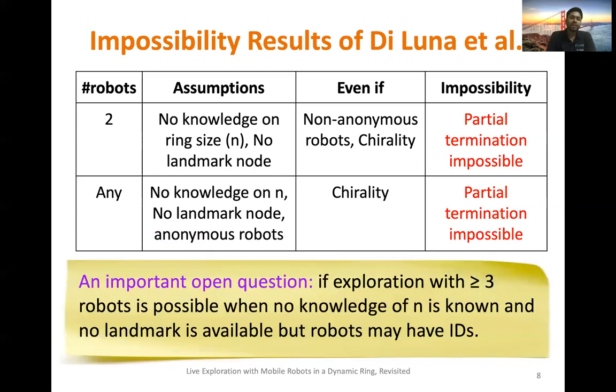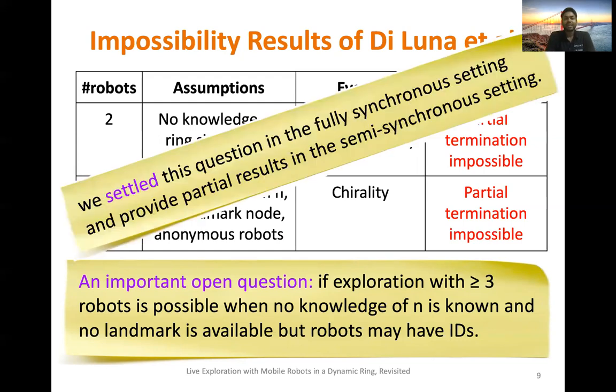They left an open question: whether exploration with more than 3 robots is possible when no knowledge of n is available and there is no landmark, but robots may have IDs. In this paper, we settle this question in the fully synchronous setting and also provide partial results in the semi-synchronous setting.